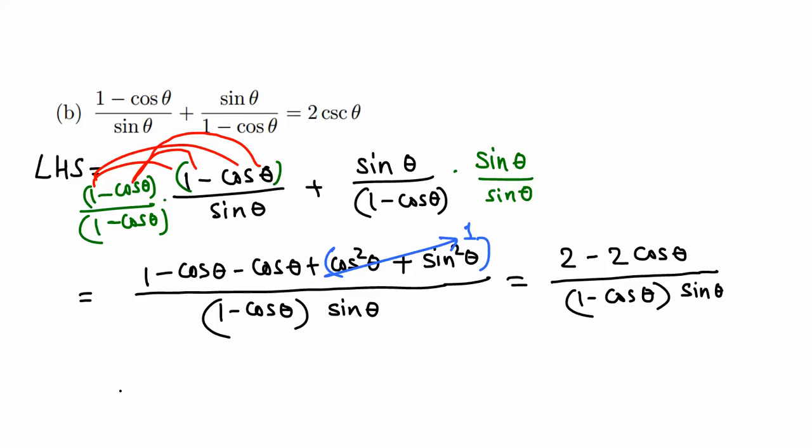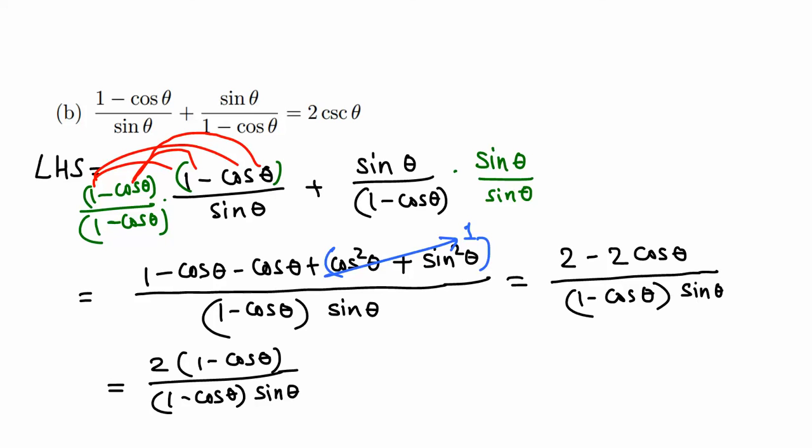We keep working on the top. 2 minus 2 cosine theta, we can factor 2 out. Why? Then we have 1 minus cosine theta, that cancels with the bottom. Okay, do not cancel anything yet. Let's factor 2 out on the top: 2 times 1 minus cosine theta over 1 minus cosine theta times sine theta.